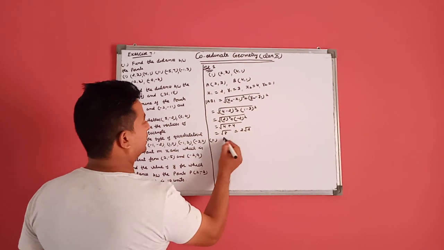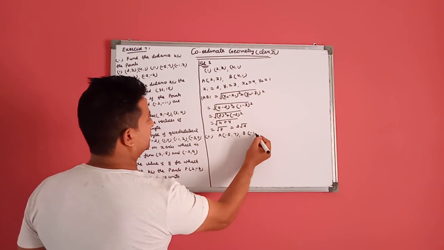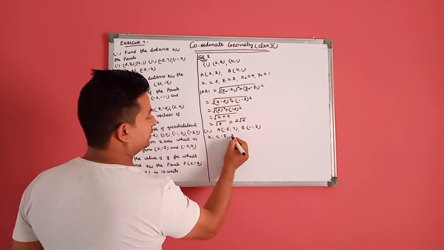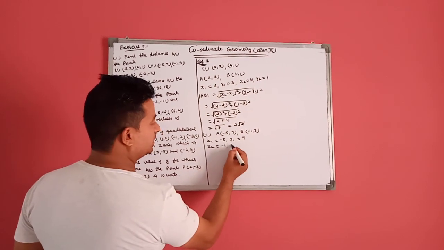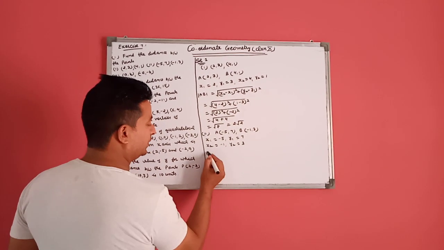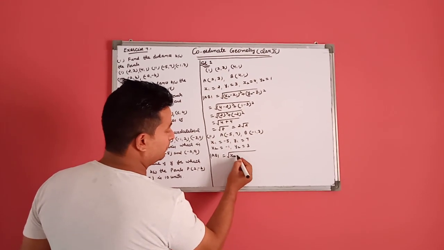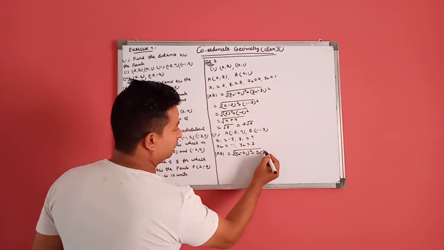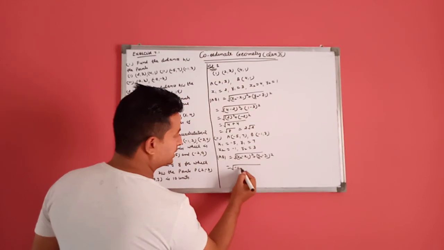In the second part, A is (minus 5, 7) and B is (minus 1, 3). This means x1 equals minus 5, y1 is 7, x2 is minus 1, y2 is 3. As we know, the distance formula AB equals the square root of (x2 minus x1) whole square plus (y2 minus y1) whole square. The value of x2 is minus 1.